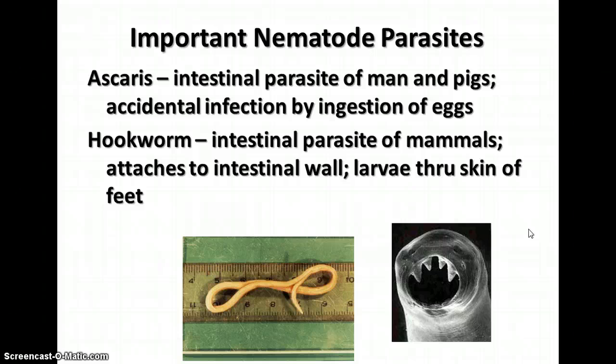If you've ever had to give your puppies worming medicine, or if you have cattle or sheep and have to give them worming medicine, this is the kind of worms that you're fighting against: hookworms, including the heartworms that your dogs and cats might get.